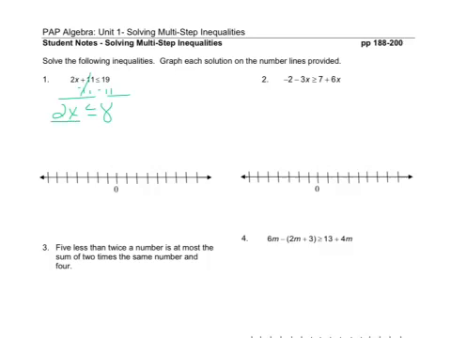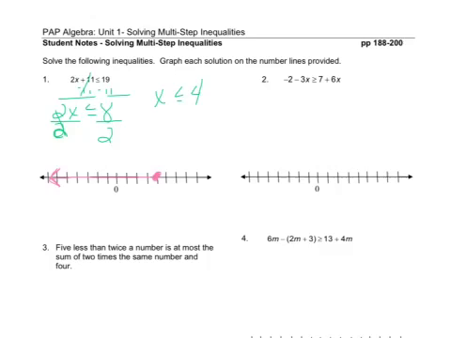And then I'm going to have to divide both sides by 2. And since I'm dividing by a positive, I don't have to worry about my symbol at all. So x ends up being less than or equal to 4. So when I do this on my number line, I go out to 4, 1, 2, 3, 4. And since it's less than or equal to, I have a closed circle. And because it is less than, I'm going to draw an arrow that goes to the left. So that's what my graph should look like.